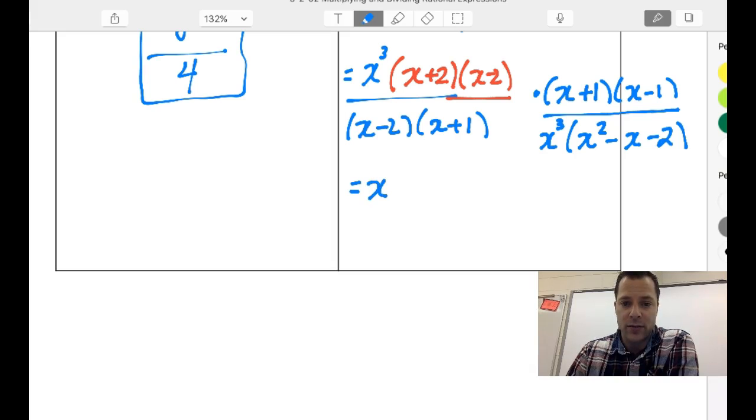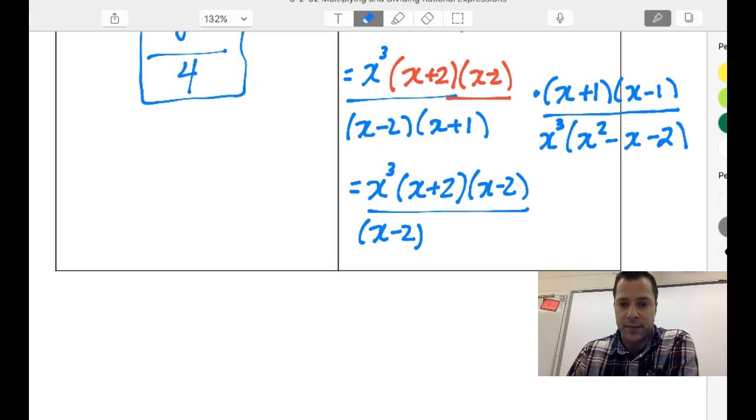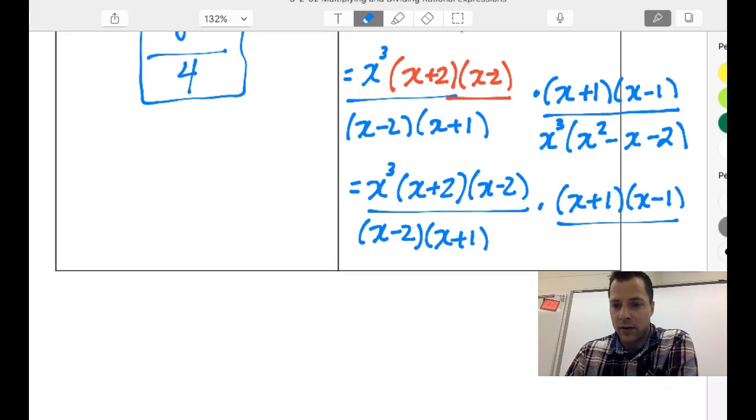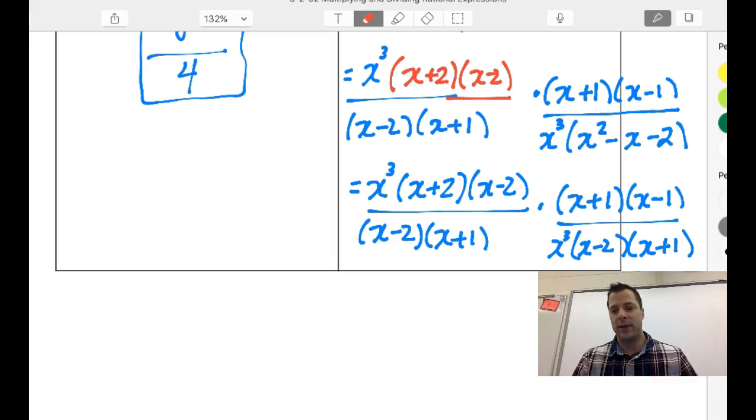So you have x cubed. Everything else is going to stay the same. I'm just factoring right now, I'm not doing anything else. So the numerator stays the same, x plus 1, x minus 1 over x cubed. Two numbers that multiply to be -2 and add to be -1 are x minus 2 times x plus 1. All right, whew, got all that written now.